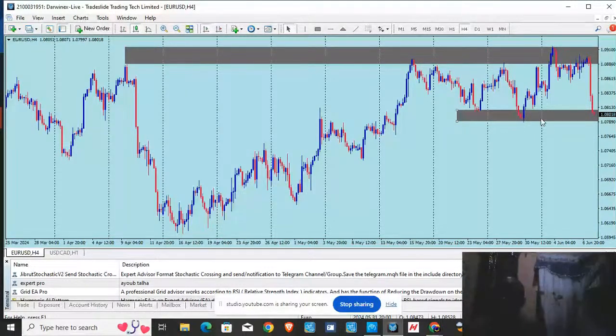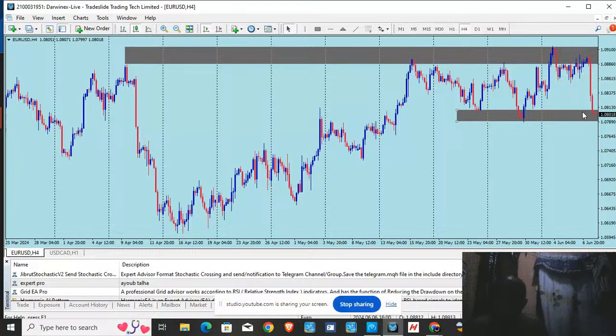But if it forms a kind of bullish rejection pattern here, like bullish engulfing candles, then pin bars, these are rejection candles, so we can now buy. And when we buy, we target here. Here should be our intraday target. So we buy here, we target here for our take profit.